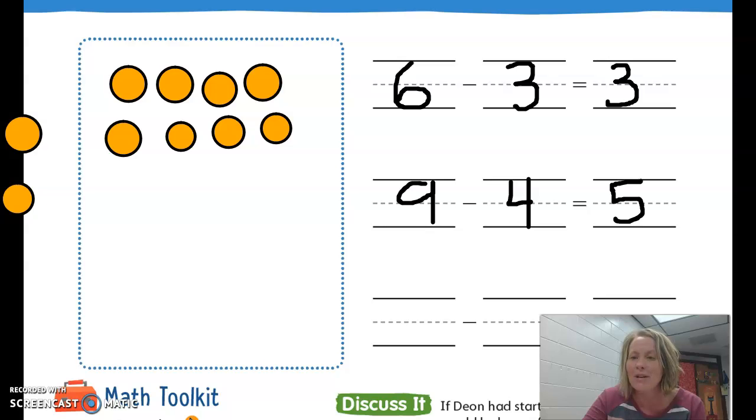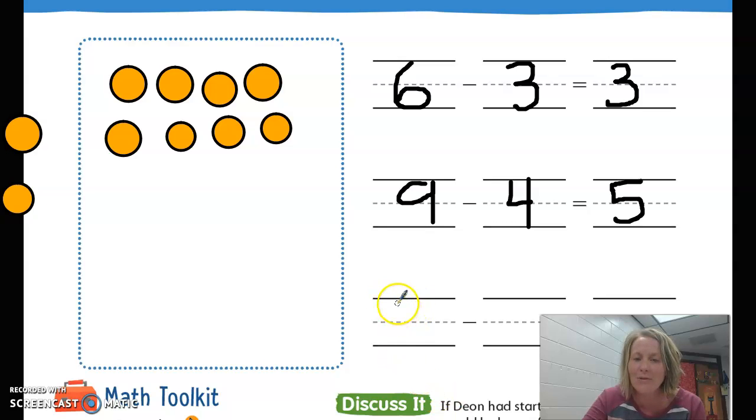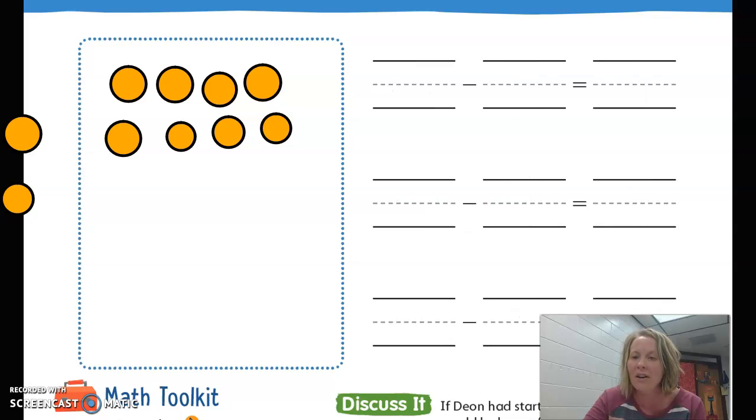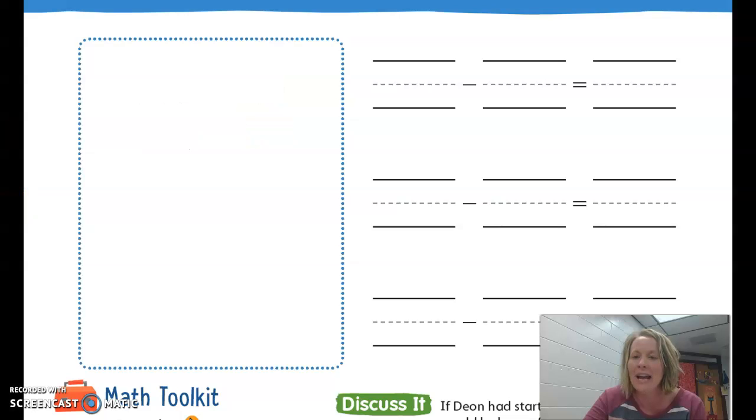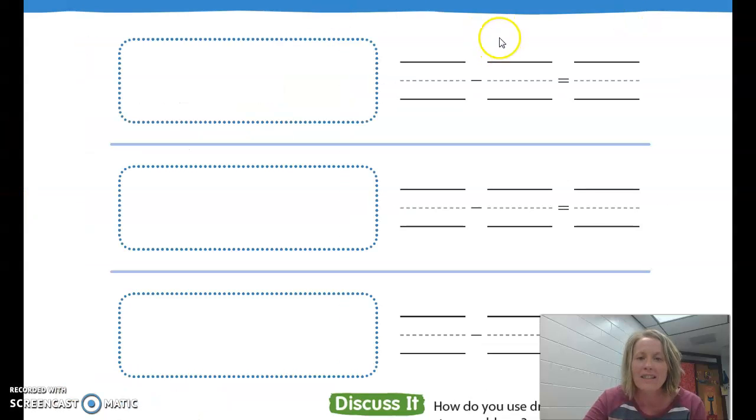Let's write our number sentence. How many monkeys did we start with? 10. How many monkeys left? 2. So how many monkeys are left? You're right, there are 8 monkeys left. 10 take away 2 equals 8. Awesome job, boys and girls. All right, let's head to our next page. This time we're going to draw some pictures.